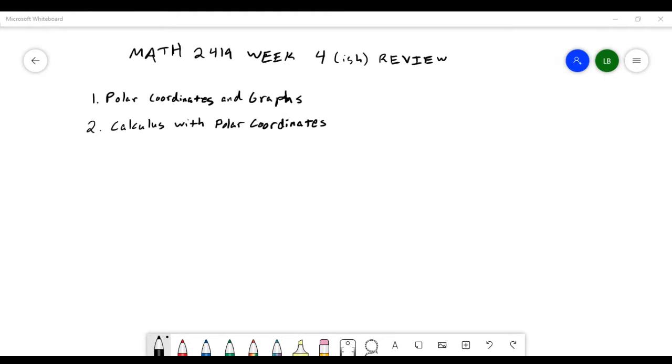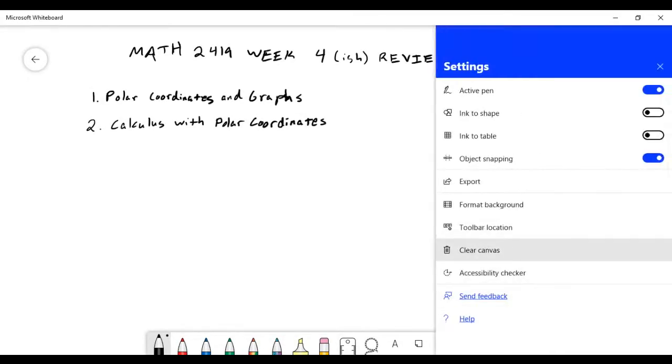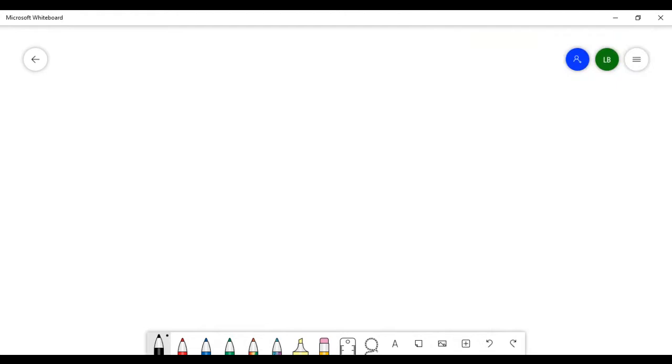In this review session, we'll be going over some polar coordinates and graphs, and then we'll also get into some calculus of polar coordinates. So let's hop right in. We'll start off with just a brief review of polar coordinates.